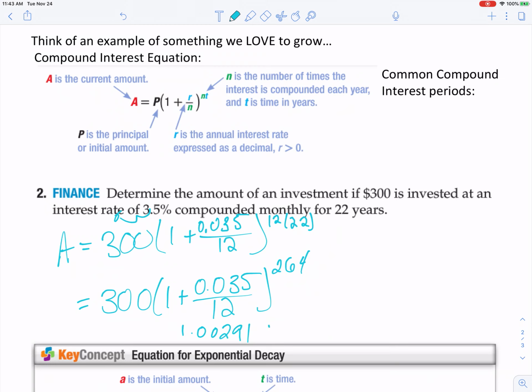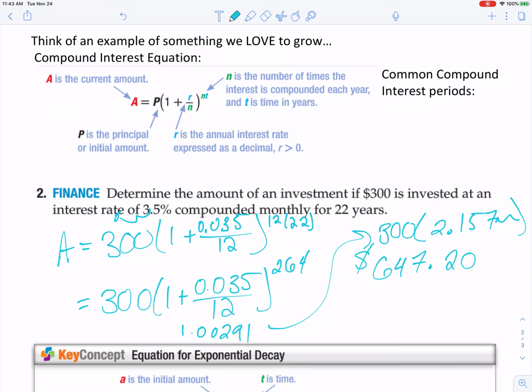And now, where that puts me is 2.157, yada, yada, yada. Without clearing my calculator, I'm just going to hit times 300. And I get $647.20. Slap a label on that, and we're good to go. Okay, so as you can see, you don't really gain a lot unless you put a lot of money in. That's like not even $350 over 22 years, so youch.